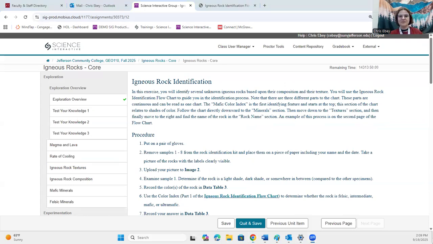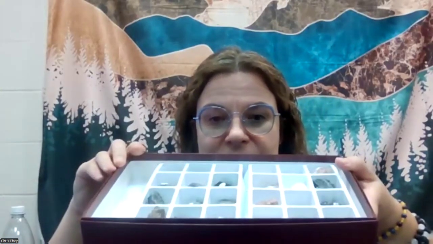So let me stop share for a second. This is the rock kit. It says rock on the side of it. It's also the bigger of the two kits. For this lab, you're only going to be looking at these first eight, so the top two rows here. You're only going to use those first eight.